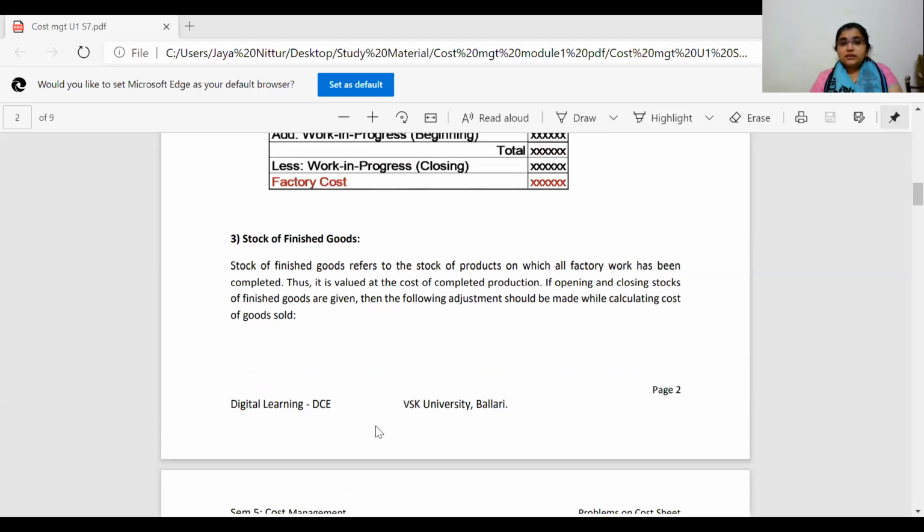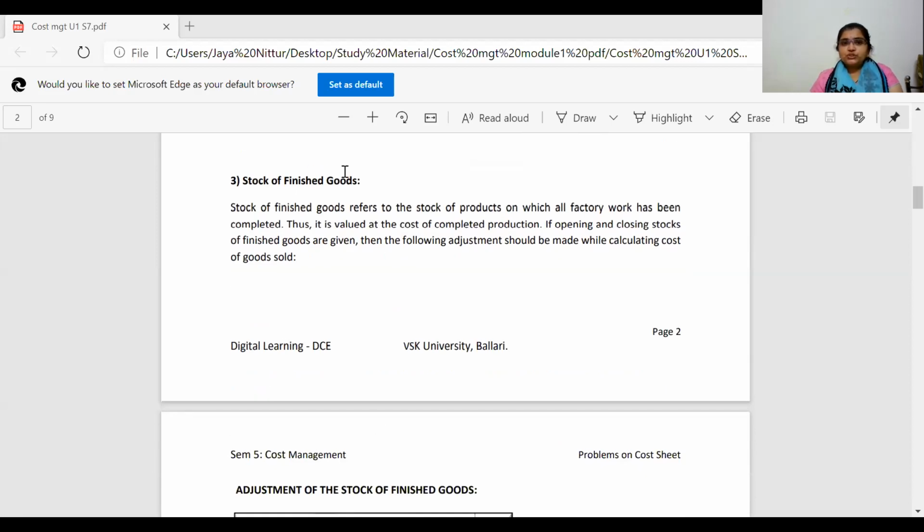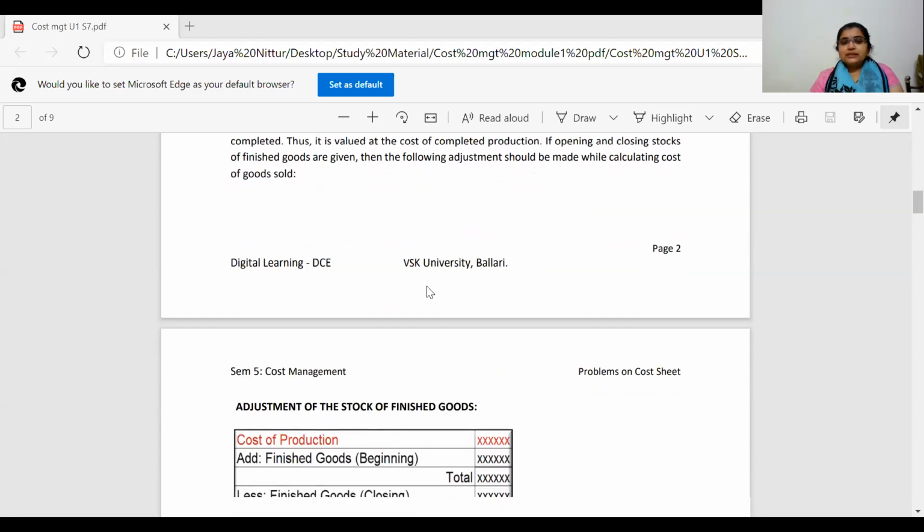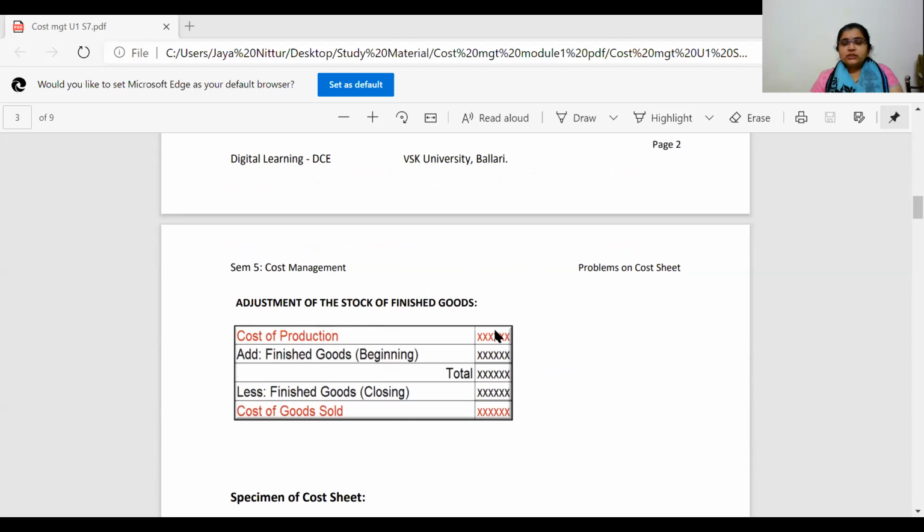Then we have another item, that is stock of finished goods. Here stock of finished goods refers to the stock of products on which factory work has been completely done. After cost of production, we need to add the opening stock of finished goods. From that total amount we need to deduct the closing stock of finished goods, then only we are going to get the cost of goods sold. After the office or administration overhead, we are going to get the cost of production.